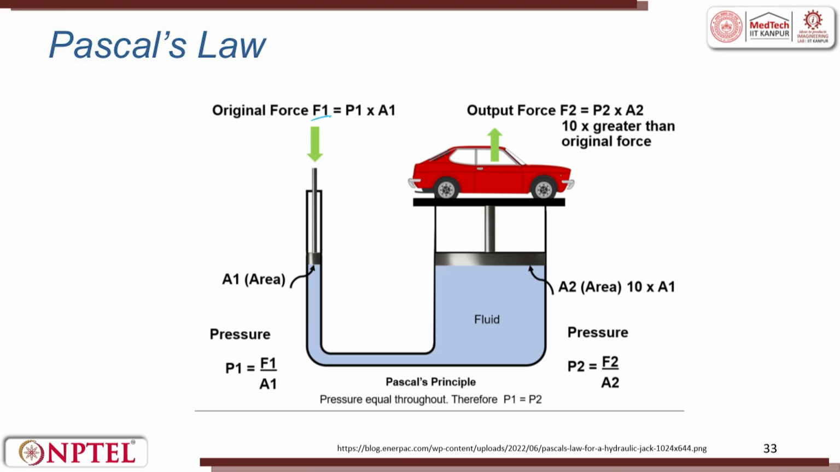Original force F1 which is applied, P1 into A1. A1 is smaller here, A2 is larger here. So, the pressure is nothing but force per unit area. So, the pressure exerted here is large. The pressure that comes here is smaller. So, the output is F2 equal to P2 into A2.